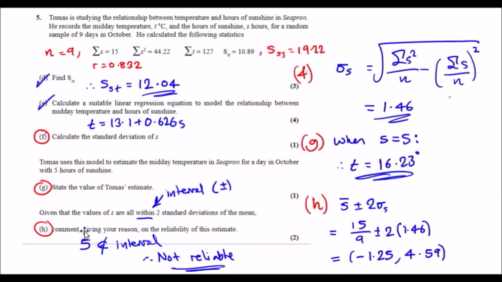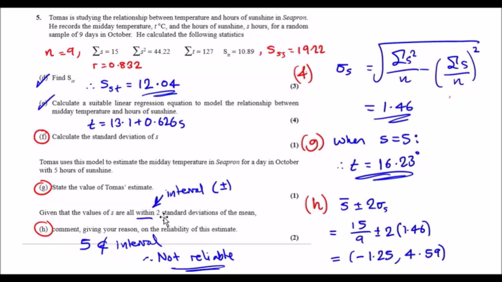Now here's the last bit. Given that the values of S are all within 2 standard deviations of the mean, in this context, within is always a plus minus interval. That's what it actually means. Comment and give a reason on the reliability of this estimate. So this one's a bit weird. This seems like we're delving off statistics, but we're actually still here. So to write this, think of this carefully.